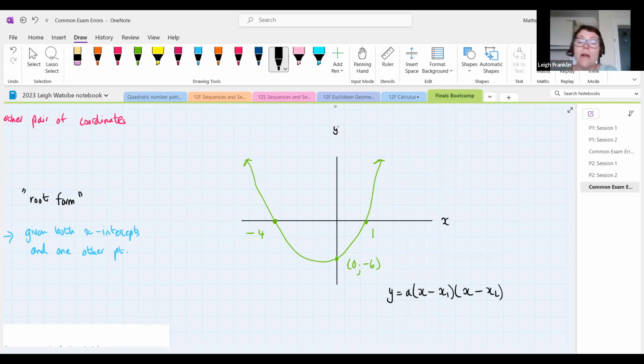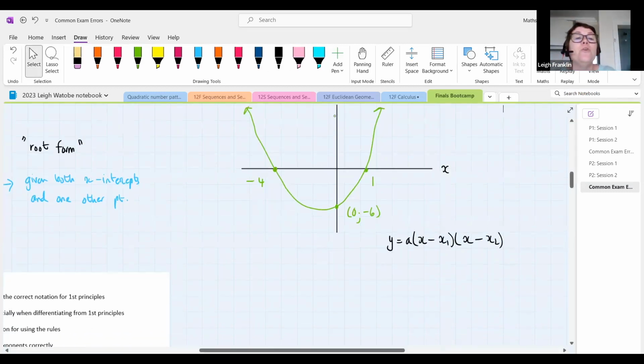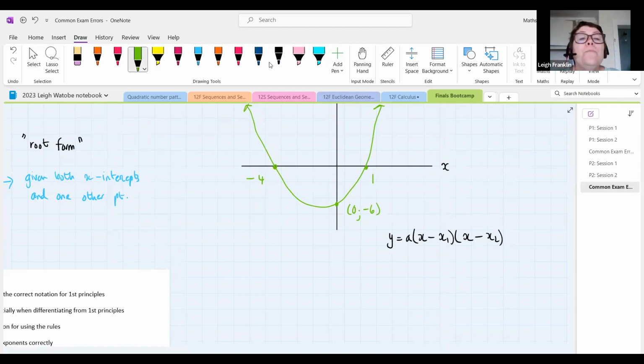Okay, so x1 and x2 are your x-intercepts. Sub them in first. So you would go y equals a, x minus -4 would become +4, and x minus 1, we know that it's got to have the opposite signs. So after you have subbed in your x-intercepts, sub in your other point. So now your x is 0 when your y is -6. So I'm going to put in -6 over here.